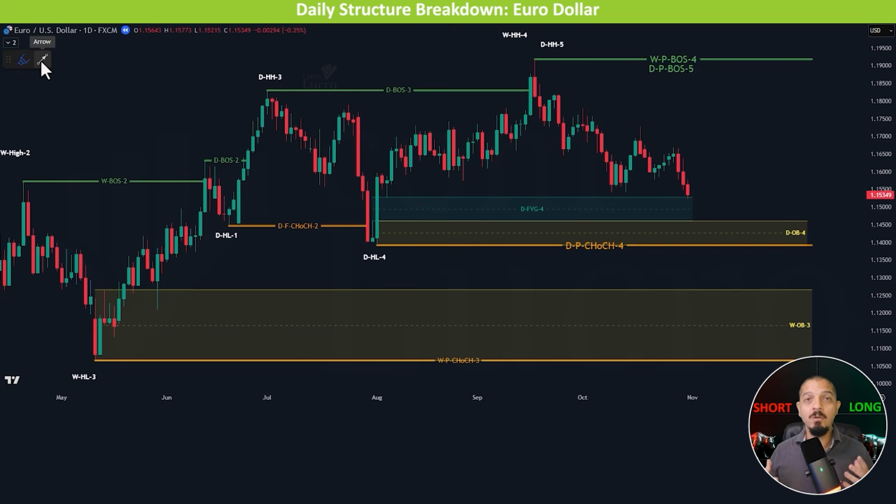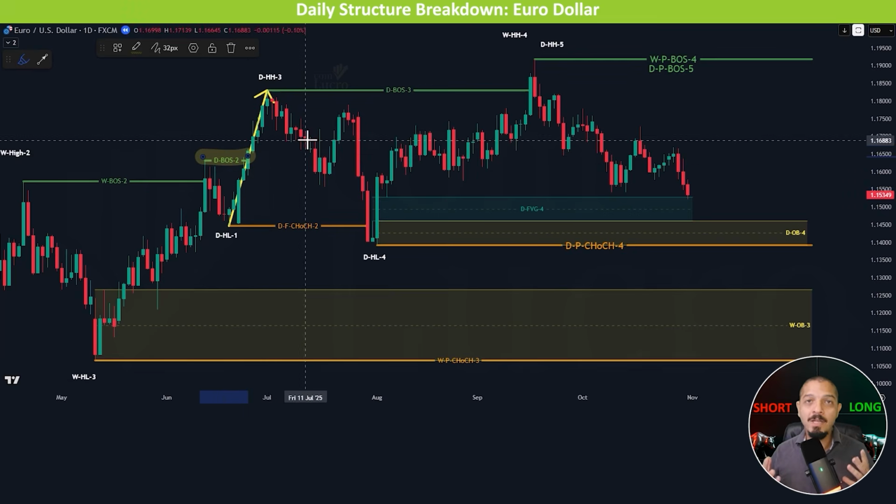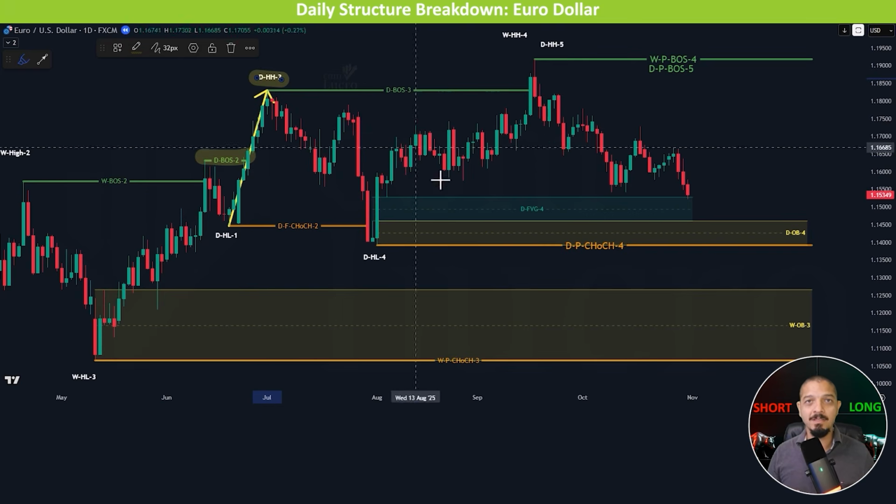From this higher low, the market expands upward and delivers the daily break of structure number 2, which shows that buyers gained momentum inside the daily flow and pushed price above the previous short-term high. After this expansion, price continues climbing until it reaches the daily higher high number 3. This level becomes a key reference for the bullish leg that follows.